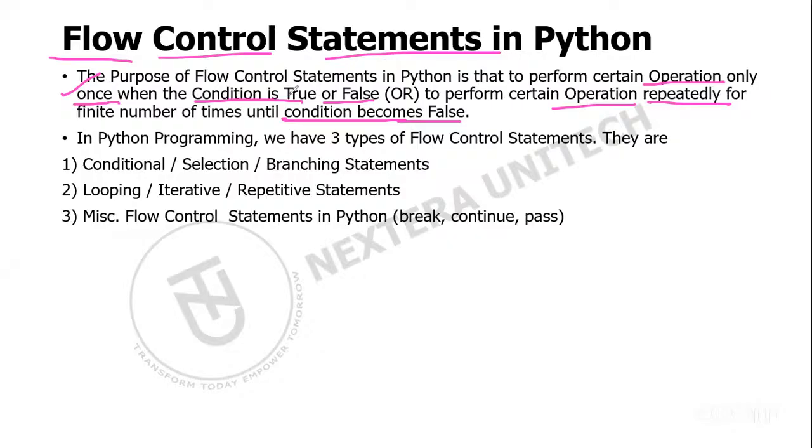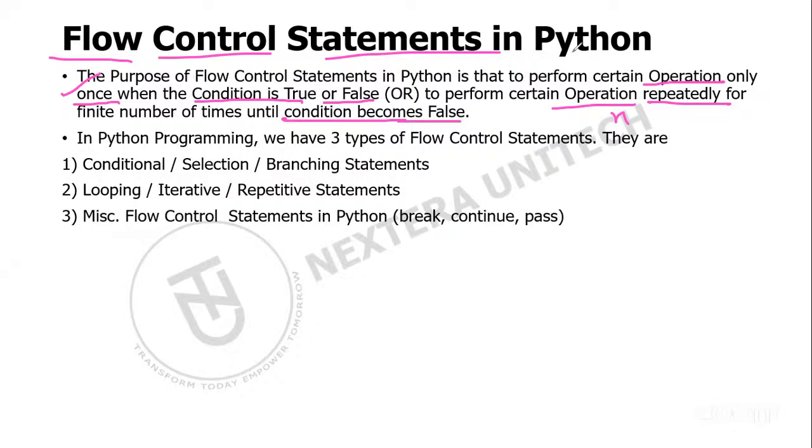But when do we perform a certain operation only once, and when do we perform a certain operation n number of times? That means a finite number of times is what we'll understand, guys.